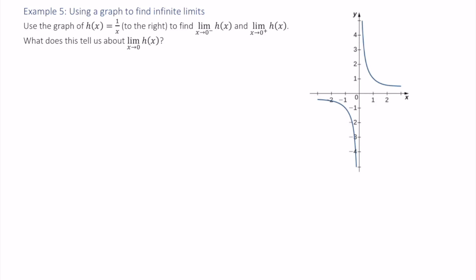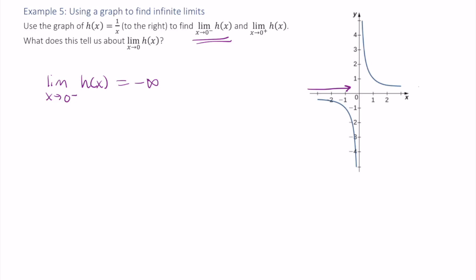So I'm going to approach the left-hand side here in purple. That is, I'm going to approach 0 from the left using my purple pen to distinguish it. So that's in this direction. Well, as we're approaching 0 from the left, this function h of x is just getting arbitrarily large negative. So it's tending closer and closer to negative infinity.